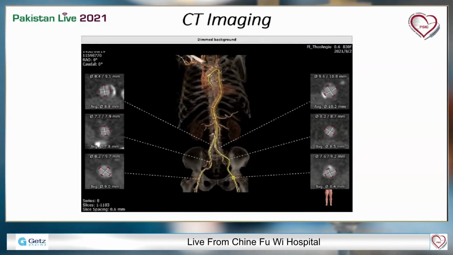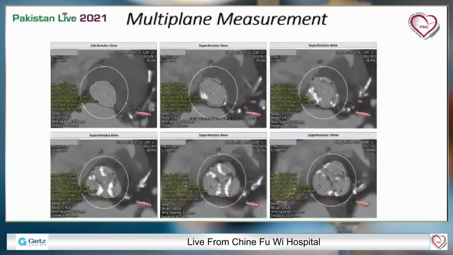Next. For the root assessment, we can see there are calcified plaques on both iliac arteries, but it's not very heavy, and the diameter is enough. So we prefer the transfemoral TAVR for this patient. Also, we can see a little curve in the descending aorta. Next.